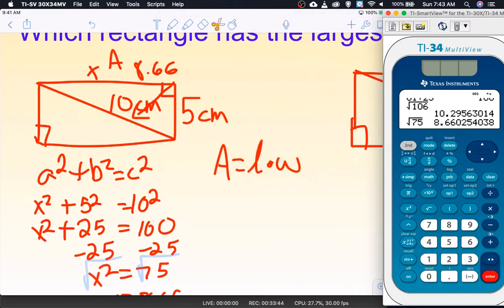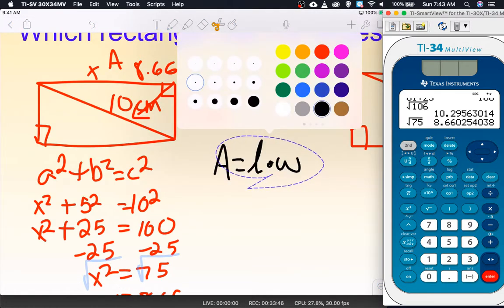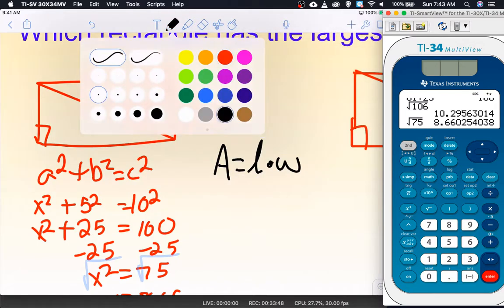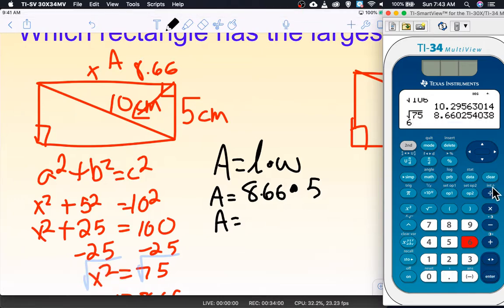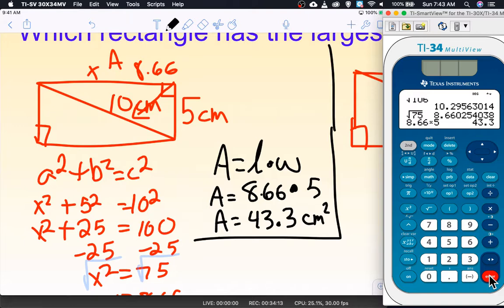Here's our area formula. So if I now plug my side lengths in, the length, 8.66, times the width of 5, gives me an area of 8.66 times 5, 43.3 centimeters squared. Okay, so that is rectangle A.